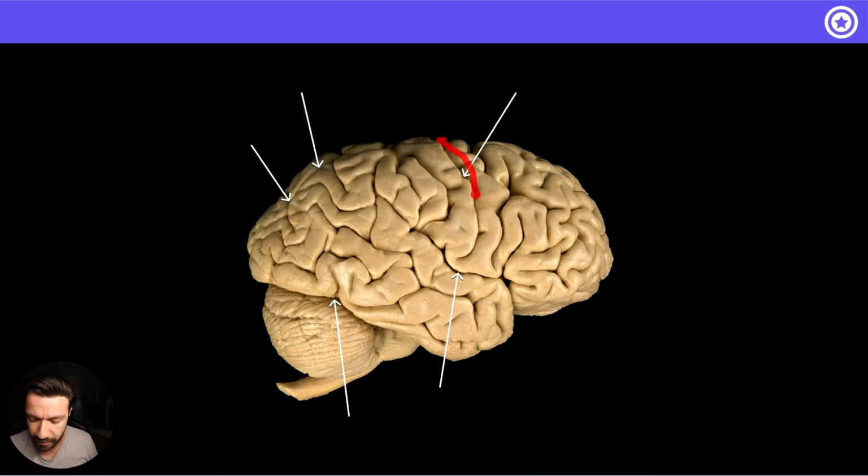So again, we have that central sulcus right here between the frontal and parietal lobes. We have that lateral sulcus between the temporal, parietal, and frontal lobes. We have that transverse fissure between our cerebellar cortex and our cerebral cortex. We have this parieto-occipital sulcus between the occipital lobe and the parietal lobe. And finally, we have that intraparietal sulcus, which is going to be found between that superior parietal lobule and that inferior parietal lobule. So let's just get these named.